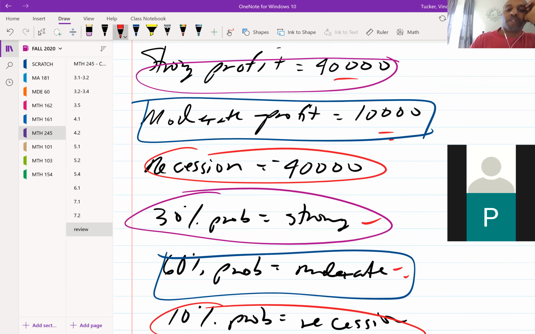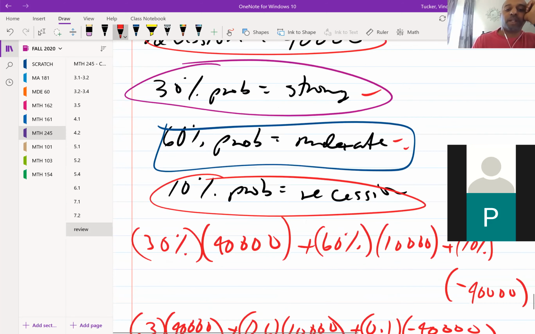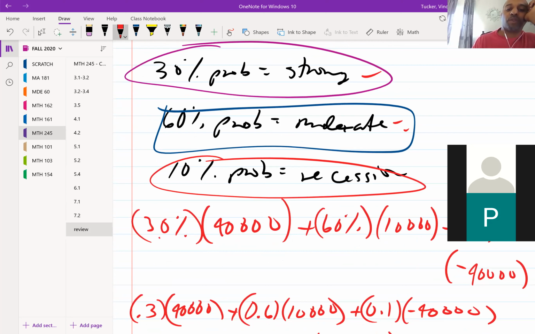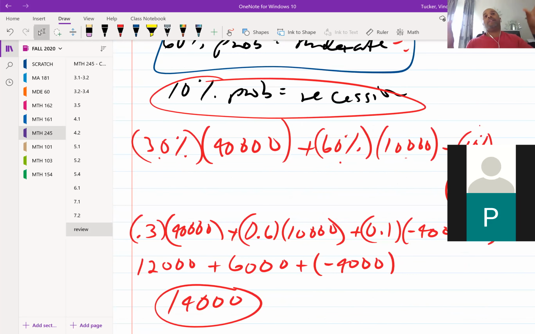So it was a 30% chance of getting a strong profit, which was $40,000. So it's 30% times 40,000. 60% chance of getting a moderate economy, which will give you a profit of 10,000. So 60% times 10,000. Then a 10% chance of a recession, which will result in a loss of 40,000. So that's 10% times negative 40,000. You have to make sure you have that negative in there because it's a recession, and the other ones being positive represent a profit. And from there, you add those quantities together.